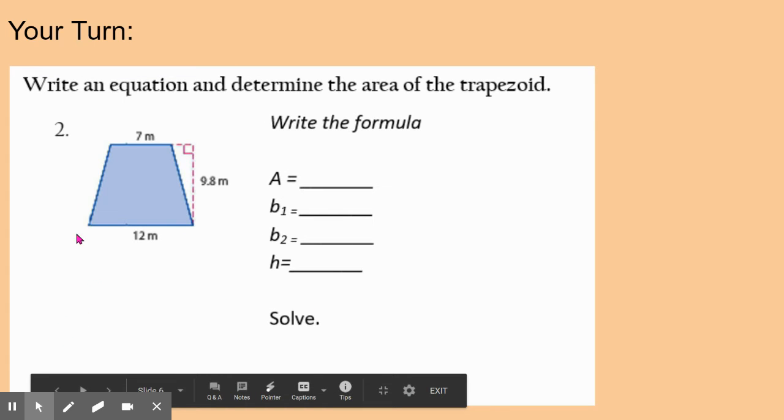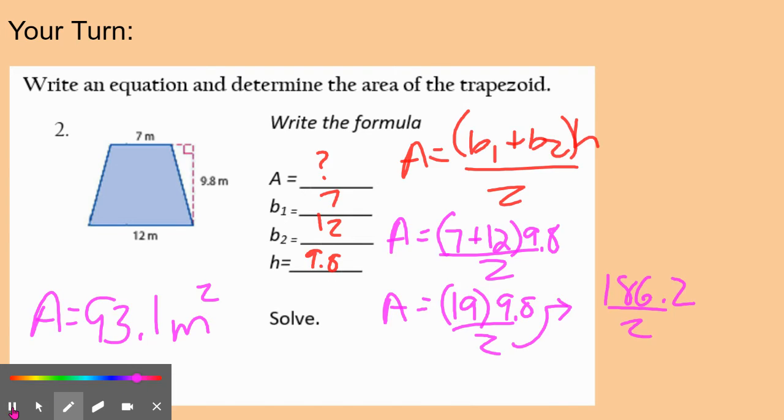All right, go ahead and try this example on your own. So pause the video and then you'll check your work with mine. All right, so if you check your work with mine, hopefully it looks the same. I see all this on your notes if I was to look at it. So our bases are 7 and 12. My height is 9.8. So I'll rewrite the formula and then I solve and I get A equals 93.1 meters squared.